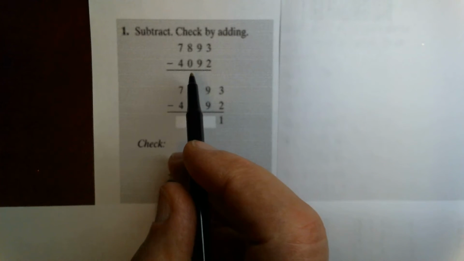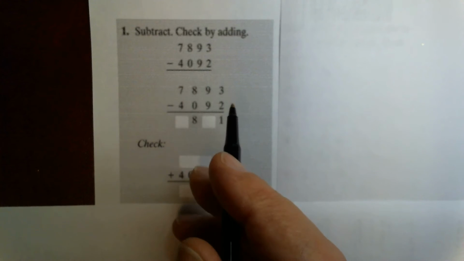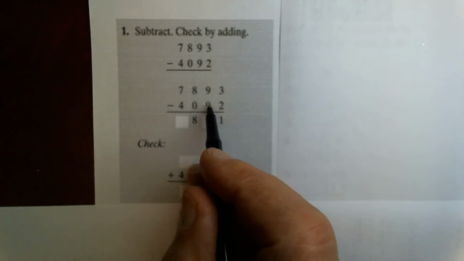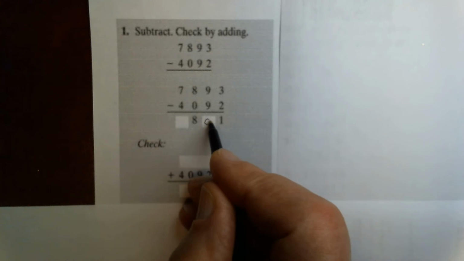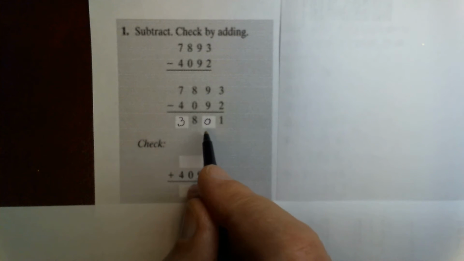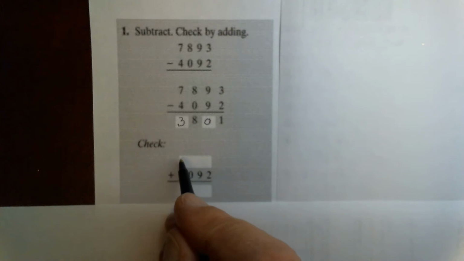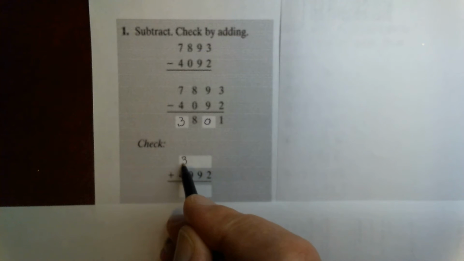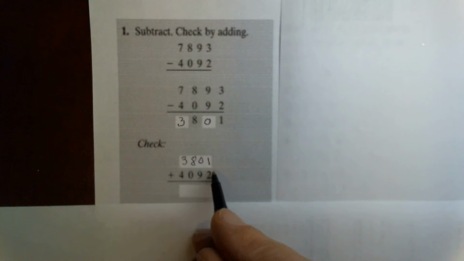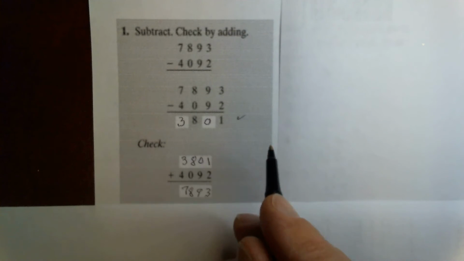In example 1, our minuend is 7,893, our subtrahend is 4,092. We subtract one from the other, so 3 minus 2 is 1, and 9 minus 9 is 0, and 8 minus 0 is 8, and 7 minus 4 is 3. So the difference is 3,801. We check our answer by adding the difference to the subtrahend. So we add 3,801 and 4,092 together. That's 7,893, and that matches our minuend, 7,893. So this is the correct answer.